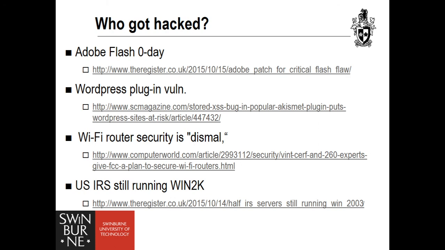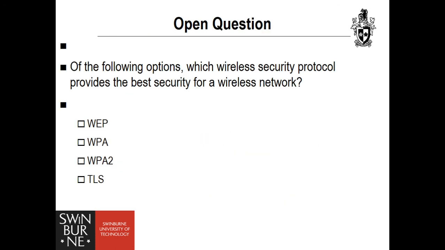So this is a case study. Maybe you can read through it on your own. Okay, for the open question, I will post it in the Canvas discussion. Of the following options, which wireless security protocol provides the best security for a wireless network? WEP, WPA, WPA2, TLS. Please answer this open question in the Canvas discussion.